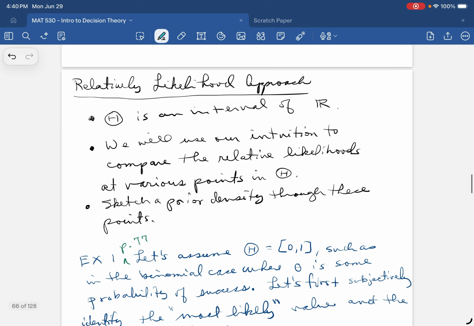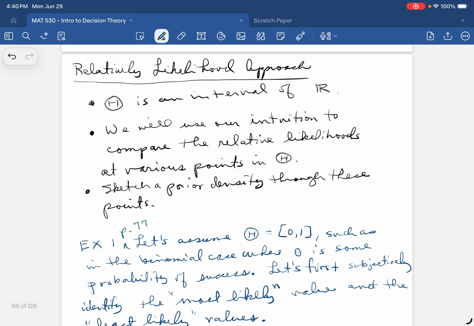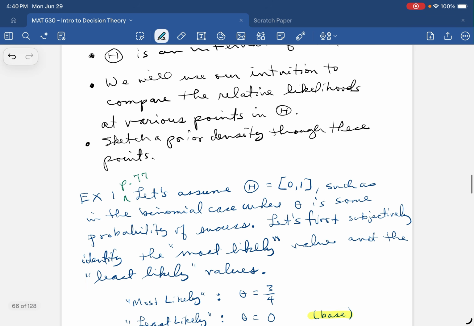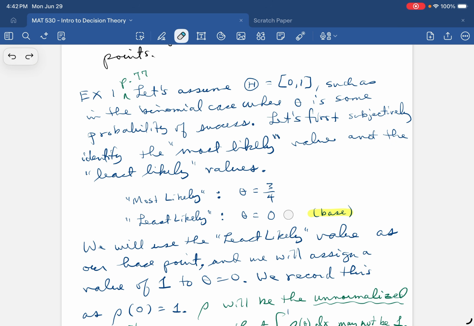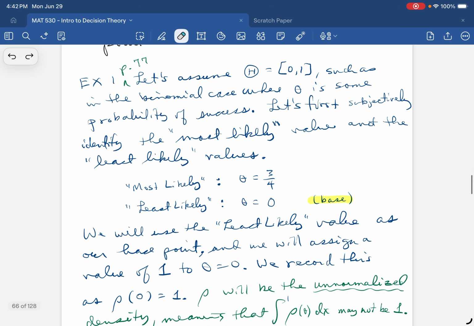So let's assume that our parameter space is the closed interval from 0 to 1, like with a binomial distribution. Let's first identify what we would consider to be the most likely value. Suppose we've decided that the value 3/4 seems to be the most likely value for this unknown binomial parameter, and the least likely is 0. Those will be our first two hinge points, if you will. We will assign the value 1 when theta is equal to 0, and for every other value it'll be bigger than 1. We'll record this as rho of 0 equals 1.